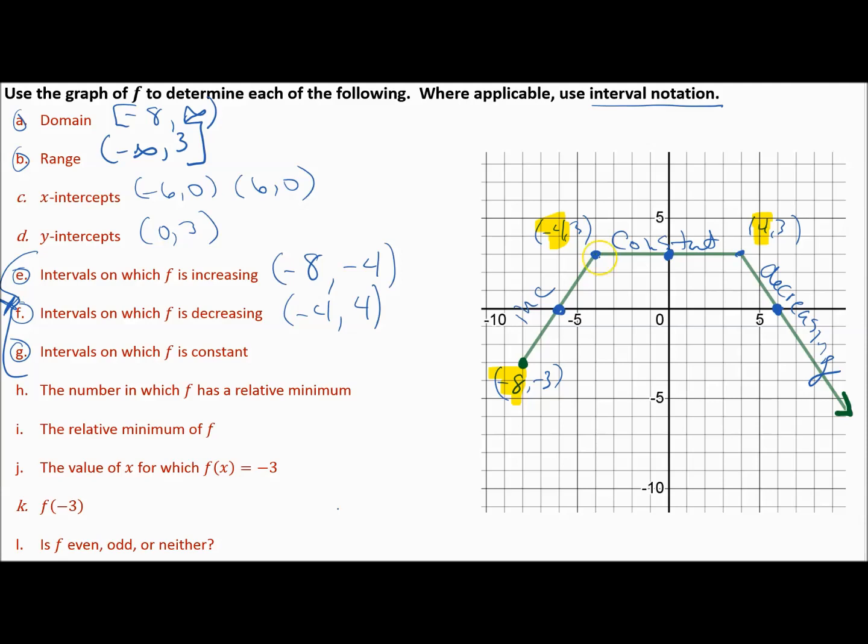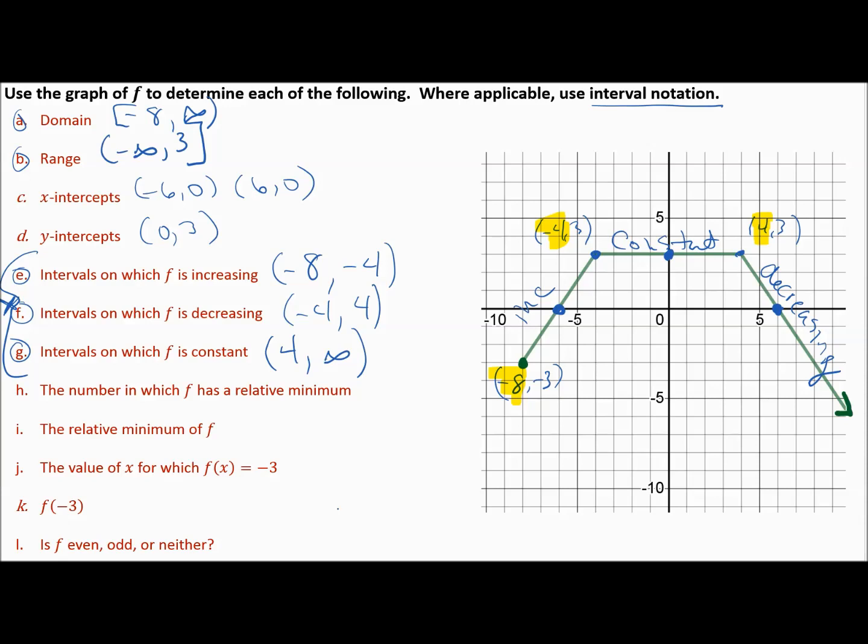You begin at -4 being constant, and you end at +4 being constant. And then decreasing, you begin at +4 decreasing. Where does it finish decreasing? It doesn't. It goes down forever. So that's plus infinity, the x value. Not the negative infinity, not the y value, just the x value.